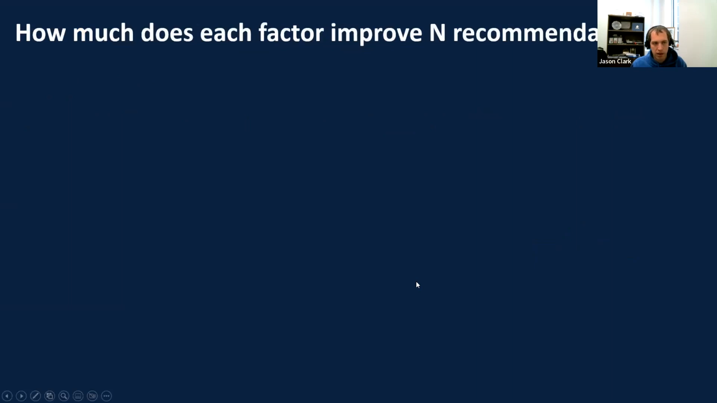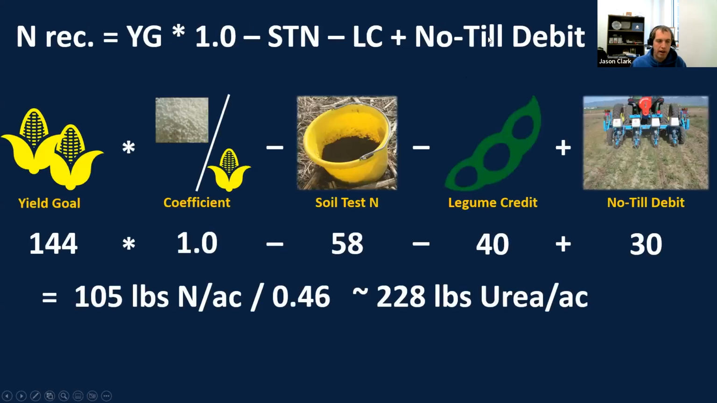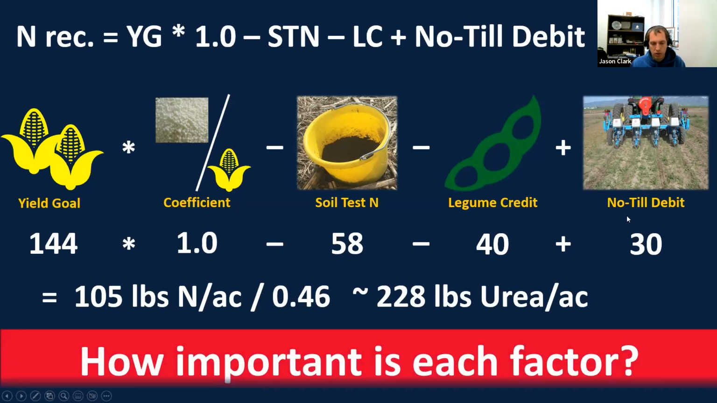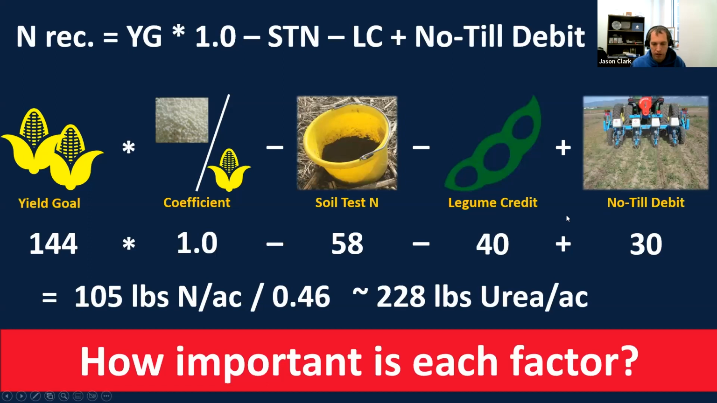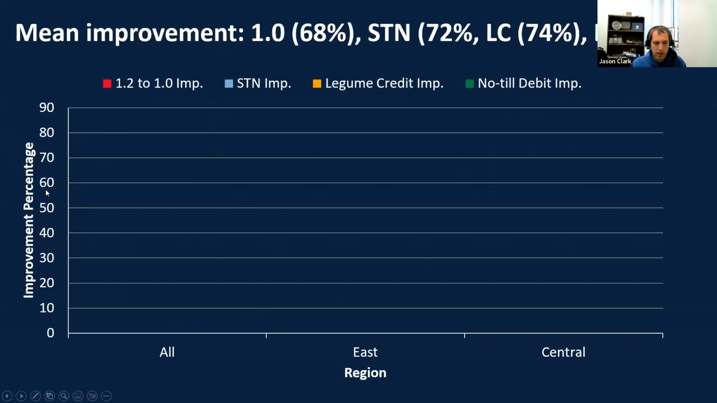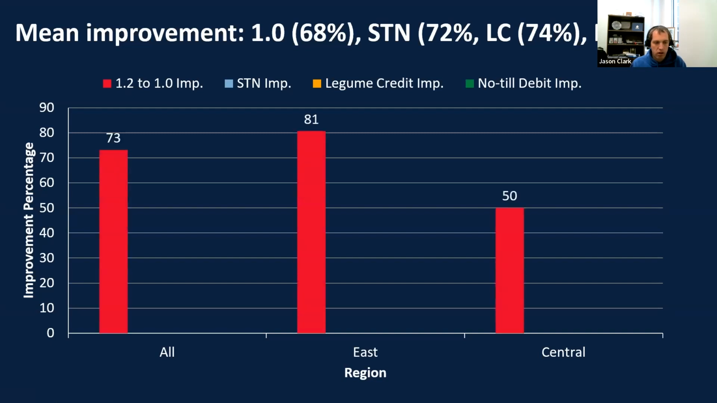The other thing is, if we look at these different factors that we have in this test, how important are they? This is just something to consider when we look at each of these. Is it the coefficient, the soil test N, the legume credit, no-till debit? Which of those do we make sure we're using in this equation? So this is the amount of times that using these different factors improves our nitrogen recommendation, and this is a percentage of times.